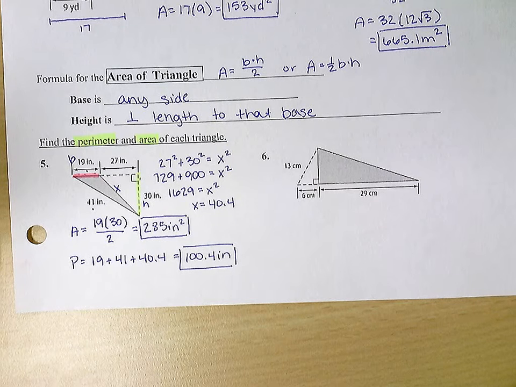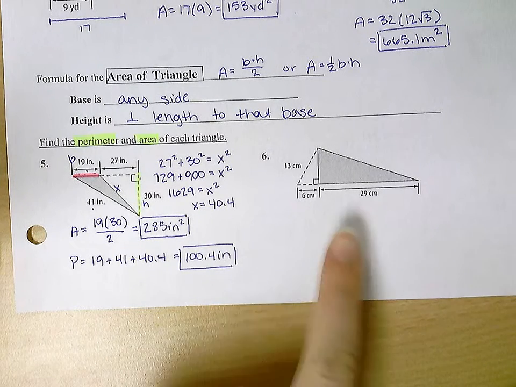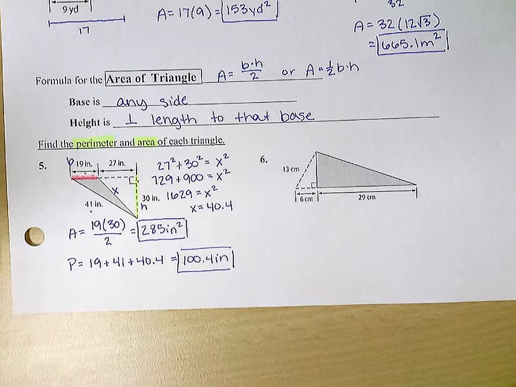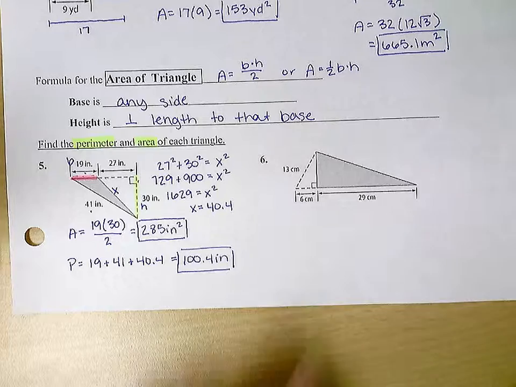Alright, so for the sake of time, I know some of you are still working, that's okay. I'm just going to kind of go through explaining this one real quick here. So for number 6, again, I locate the height first, okay? Locate the height first. It has to be perpendicular. So you should be looking for that 90-degree angle formed.